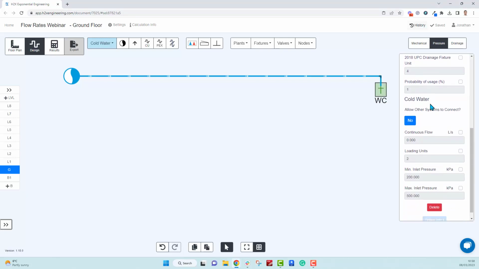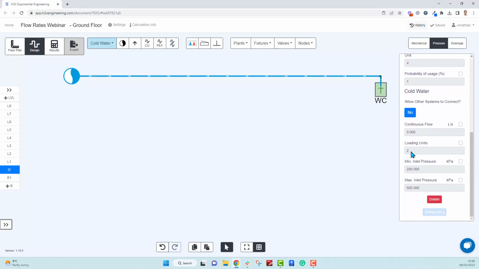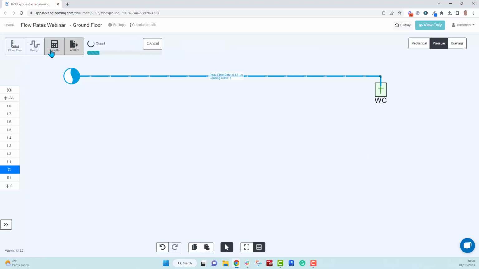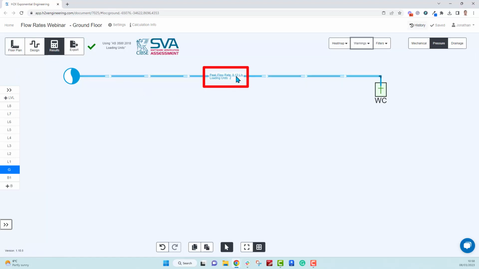So these fixtures do have their own loading units. So here, a WC has two loading units, and this will convert to a flow rate. So as we click results, we can see here that those two loading units convert to 0.12 litres per second.